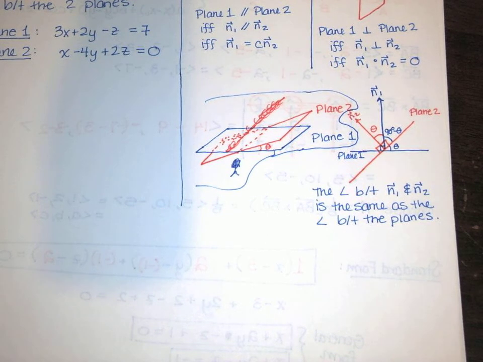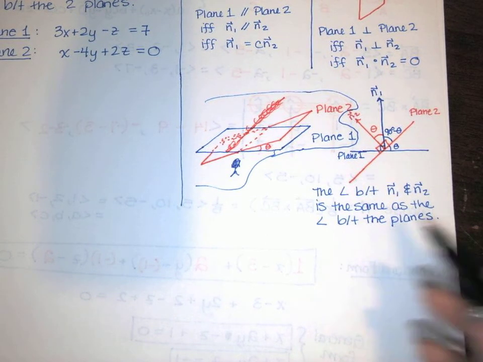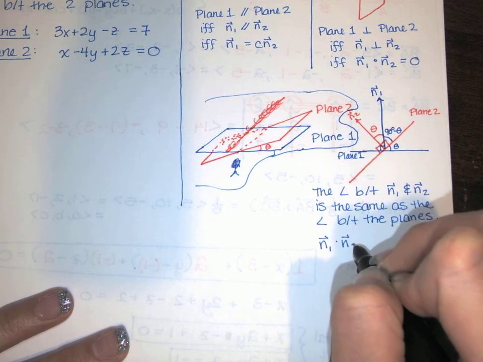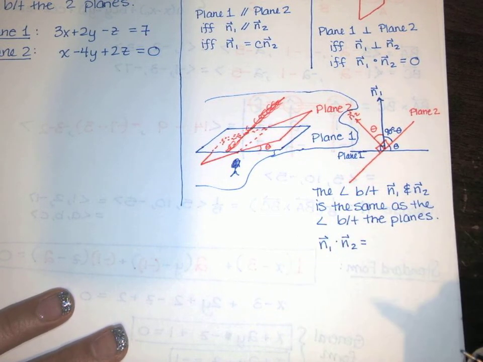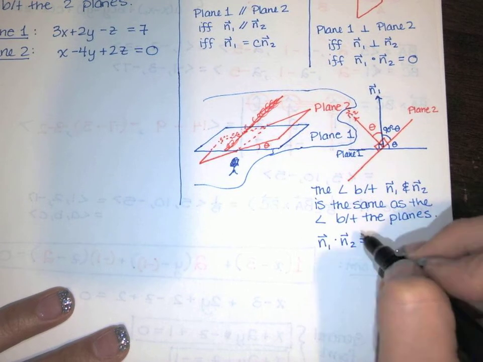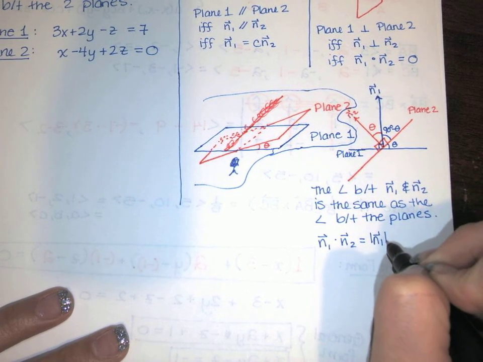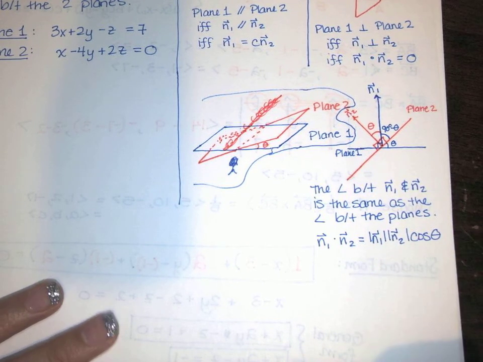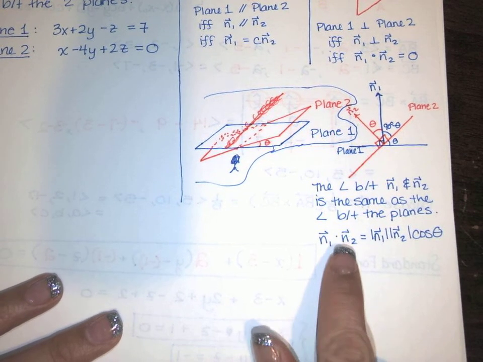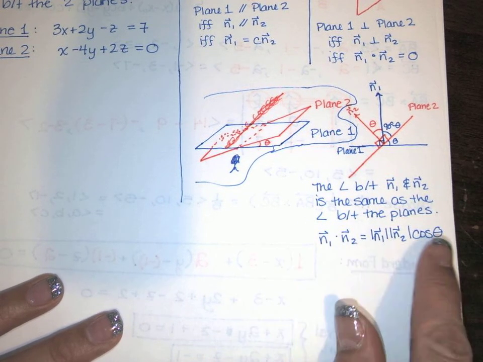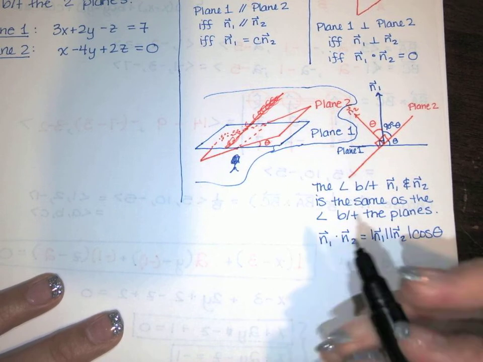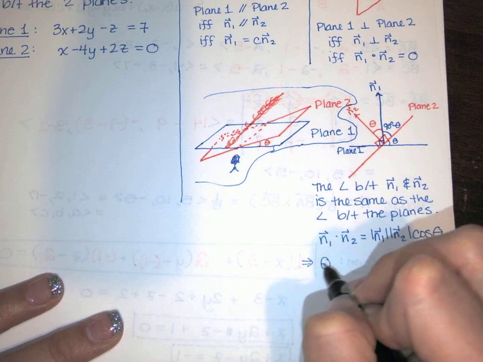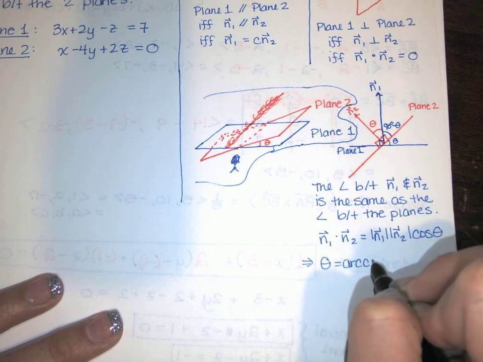And if I want the angle between the normal vectors, if I know both of the normal vectors, we can use the dot product. If I take those two vectors and I dot them, I get the length of the first times the length of the second times the cosine of the angle between them. The angle between them is theta. If I have these in component form, I can compute the dot product, I can compute the lengths. The only unknown in this equation is theta. So we would divide by the product of the lengths and take the inverse cosine, or arc cosine.